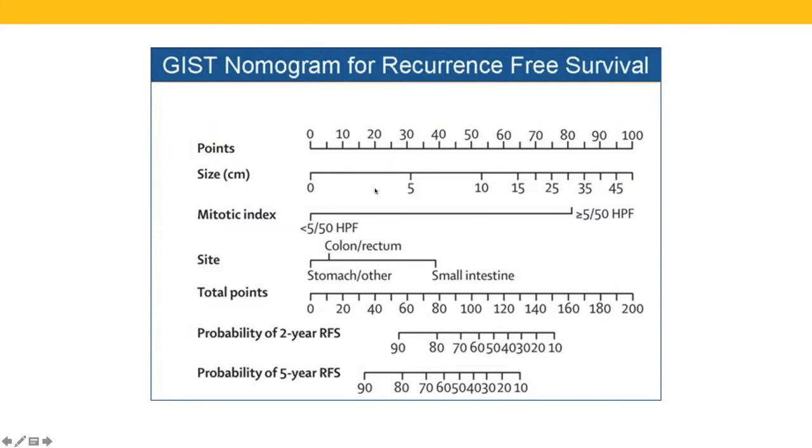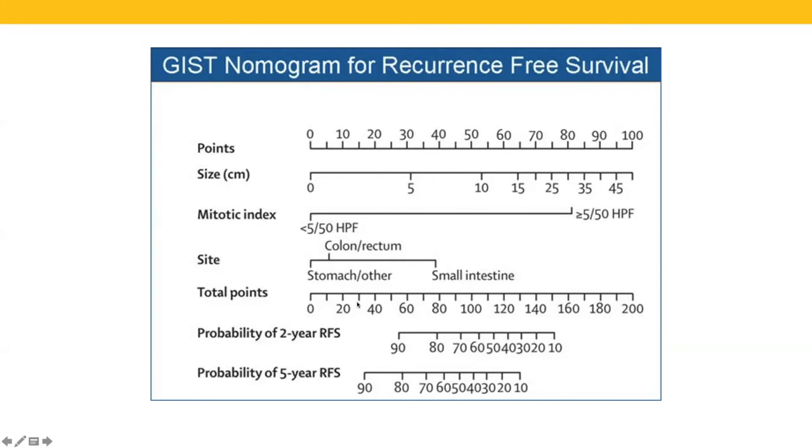And it assigns a point value to size, mitotic index, and site, and then that total point value you can use after. So as an example, if you have a 5-centimeter tumor, that gives you 30 points. If it's a low grade, you add 0 to that. And if it's, let's say, in the colon or the stomach, you add 0 to that. So their total point value would be 30.